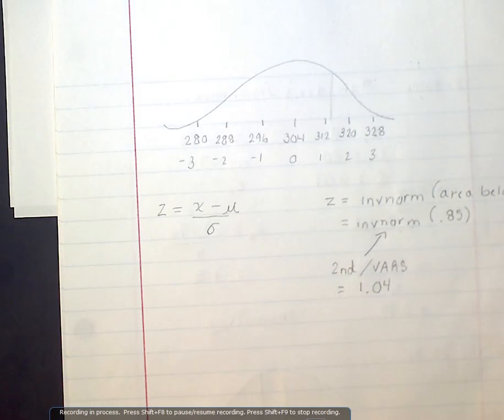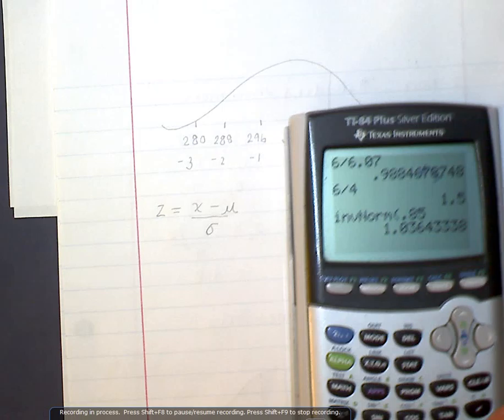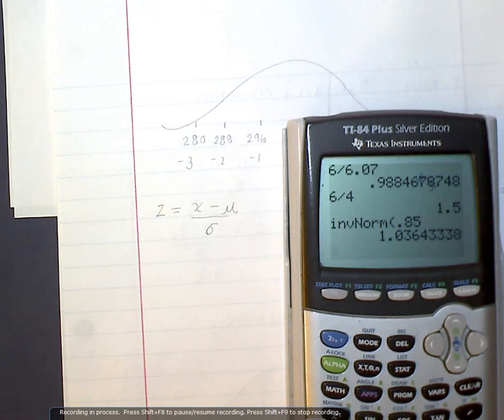Was everybody able to get that on their calculator? Inverse norm, second VARS, inverse norm of 0.85. Do it on your home screen. There we go. It should give you 1.036. Inverse norm, yep, down the page. There it is. Everybody got it now? Jimmy, you got it?